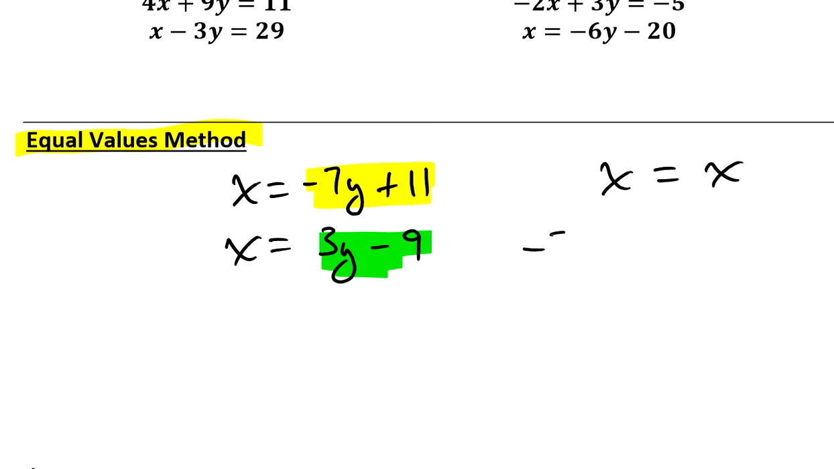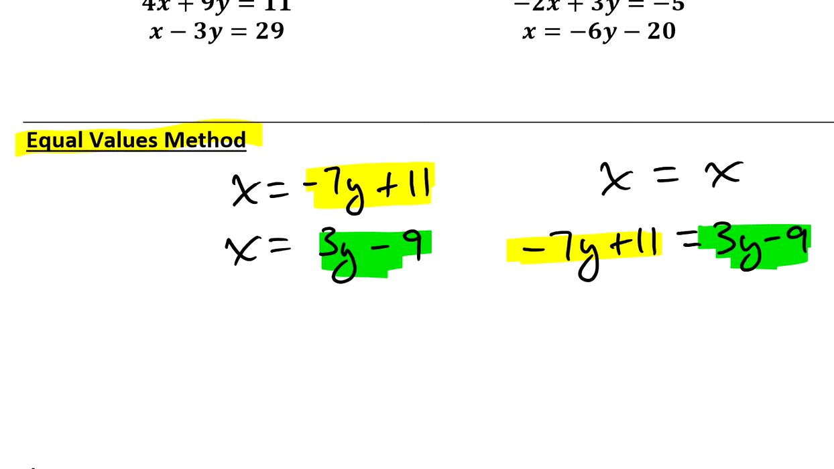So I'll write the negative 7y plus 11. That's the first way, from the first equation, that we can write x. And then the other way that we can write it is 3y minus 9. That's the second way. So this equal values method starts with x is equal to itself, and then negative 7y plus 11 is equal to 3y minus 9.